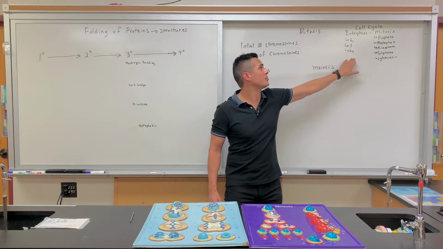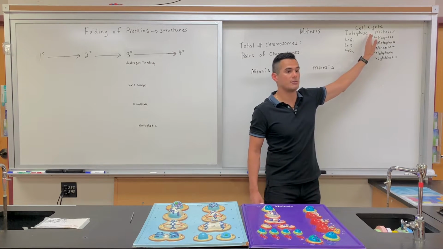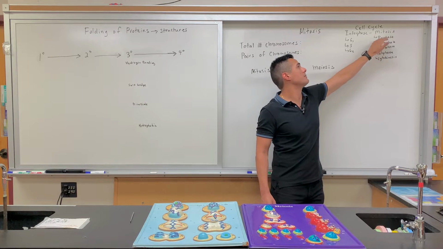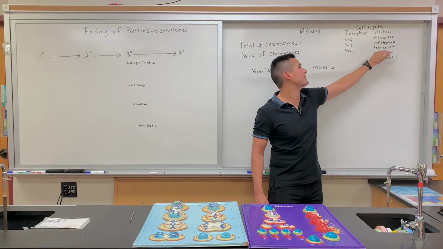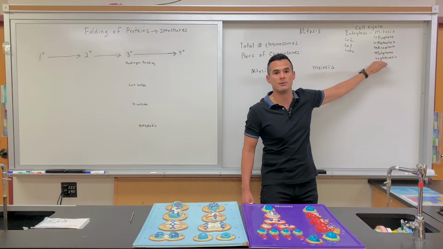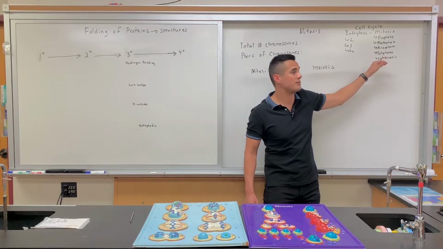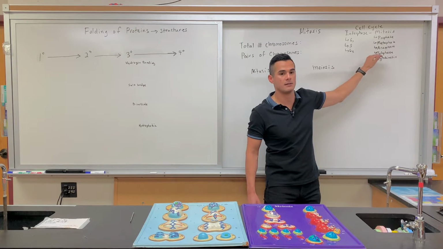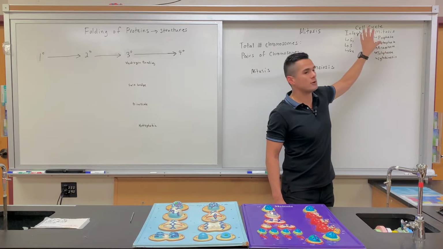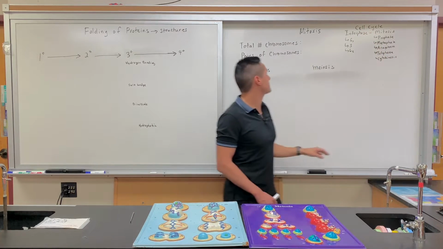Once interphase is complete, we then move on to mitosis. With mitosis, we have prophase, metaphase, anaphase, telophase, and cytokinesis. The easy way to remember this is just PMAT for mitosis. So that's the cell cycle and all the different phases.